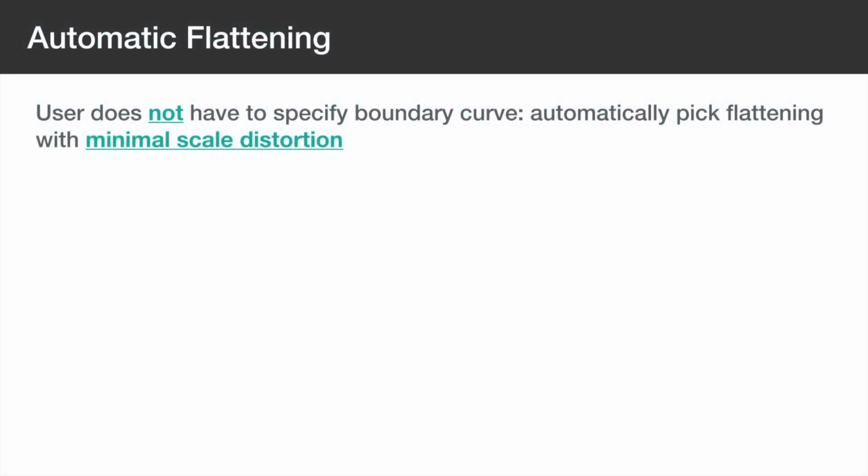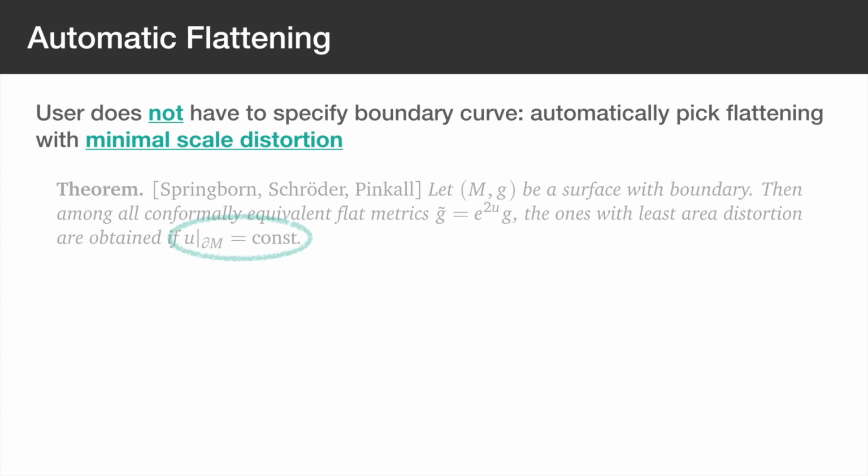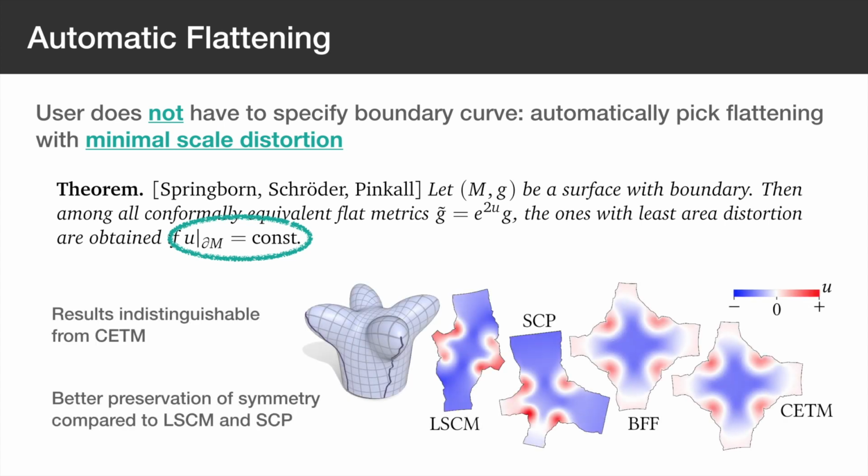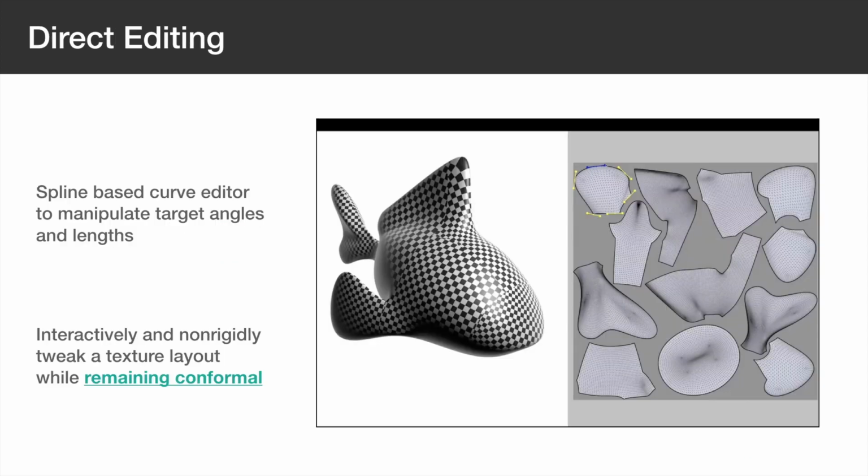Let's first start with the case where the user provides no boundary data. In this situation, we simply pick the flattening with minimal scale distortion. We obtain this automatic flattening by prescribing constant scale factors along the boundary, as suggested by Springborn and colleagues. Here, BFF produces results that are virtually indistinguishable from the nonlinear CETM approach, while respecting details such as symmetry better than LSCM and spectral conformal parameterization.